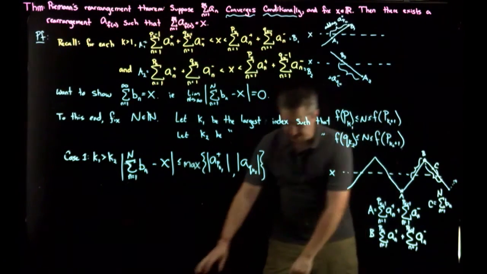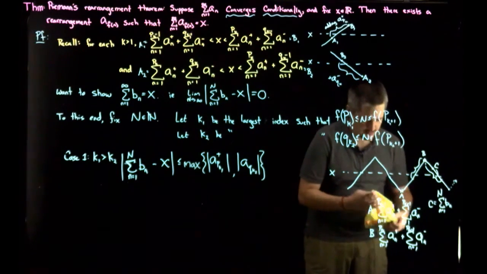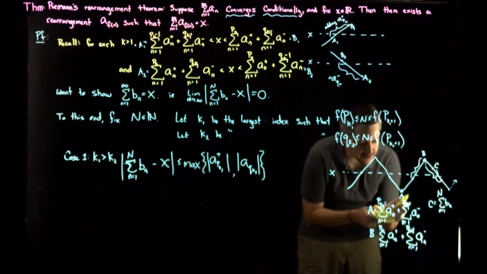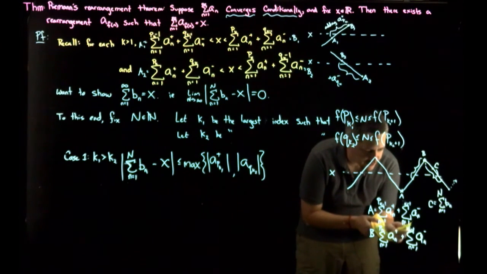Did I mess that up? I did mess that up. I don't know if anybody caught this, but these should be q's. Right? The a minus is q's.